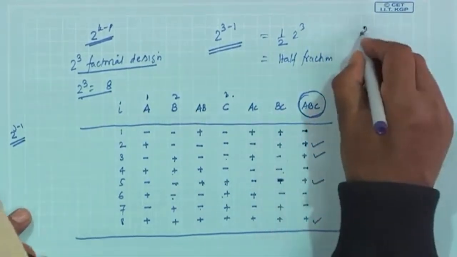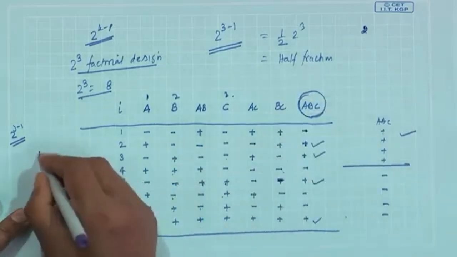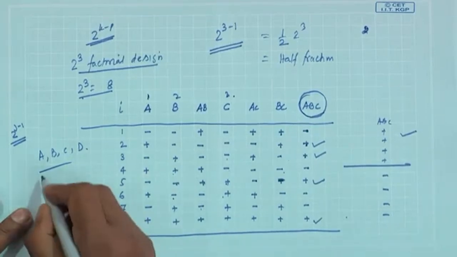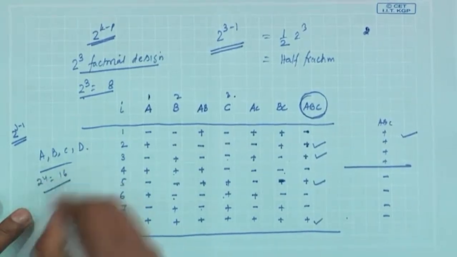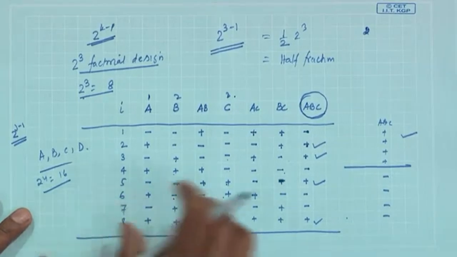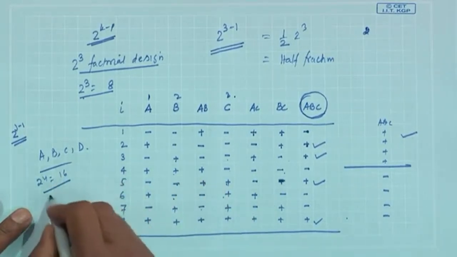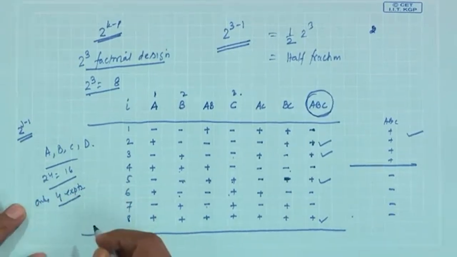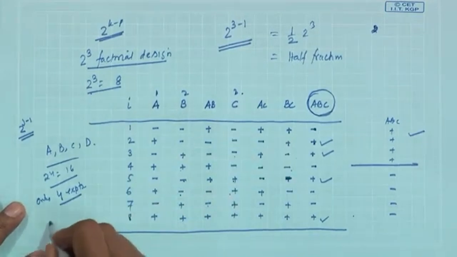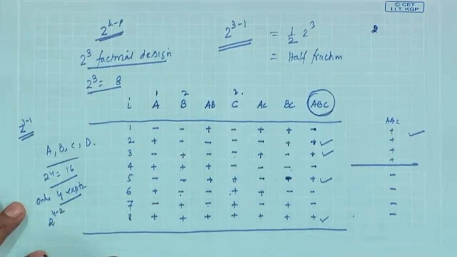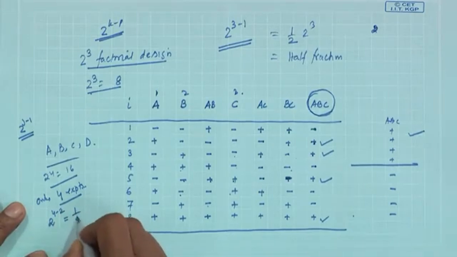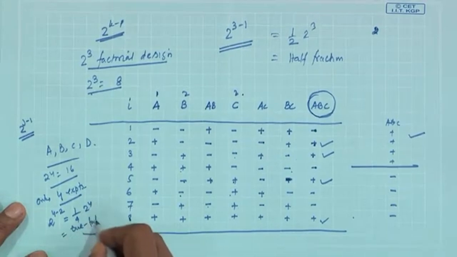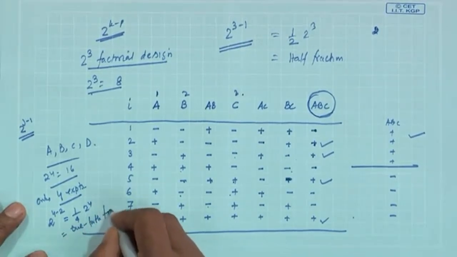Suppose you have 4 factors instead of 3. Now you consider 4 factors A, B, C, D; this will increase the treatment combinations, 2 to the power 4, to 16. Now, suppose that you can run only 4 experiments, only 4. And if you do this, what are you doing? 2 to the power 4 minus 2, that means a 1 by 4 of the 2 to the power 4 design you are employing, that is a one fourth fraction.